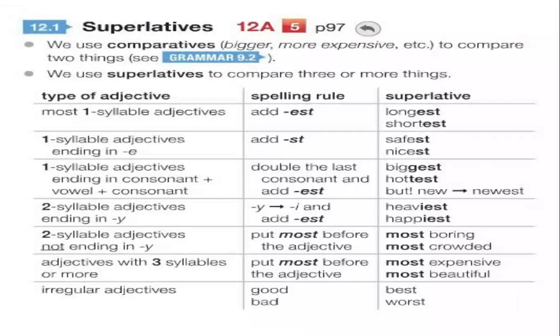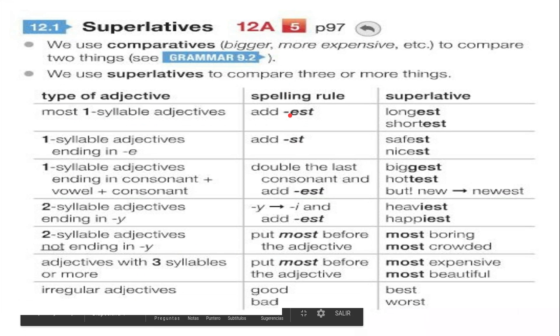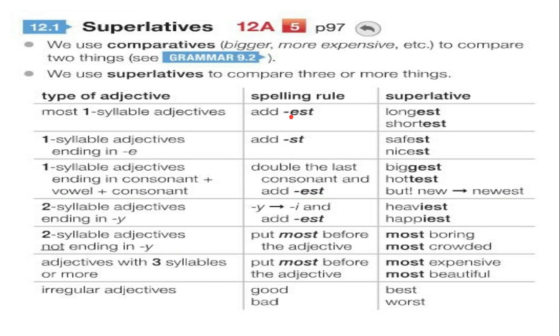Okay, now we're moving on to superlatives. Here we already know comparatives. It's the same rule as comparatives, but in this case, we just change the endings and we change more or less. For example, here it says type one adjective. Most one syllable adjectives we add est or st, right? For example, we say long, longest, short, shortest. Whenever we have an adjective that finishes with an e, like nice, we just add the st. We say nicest, safest. So this is for one syllable adjectives.